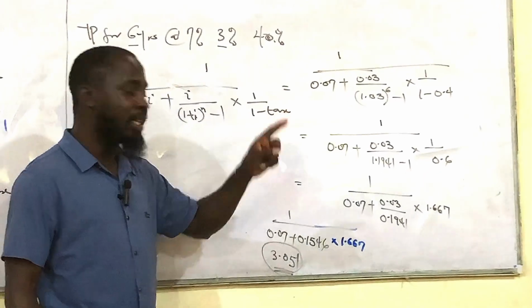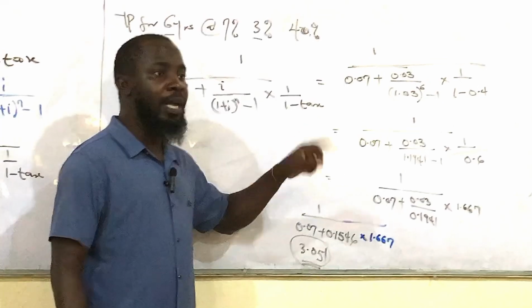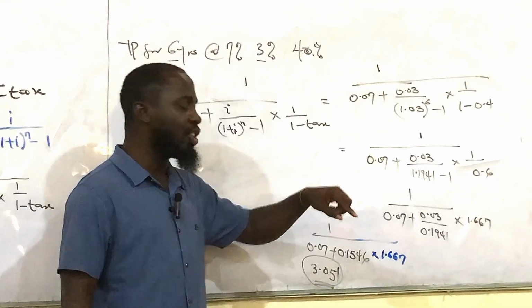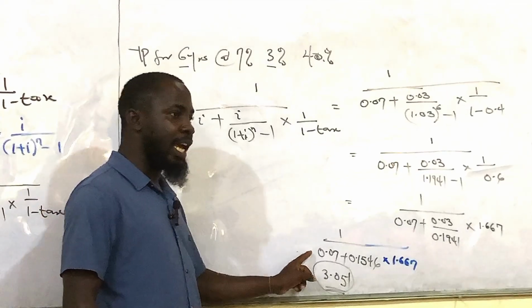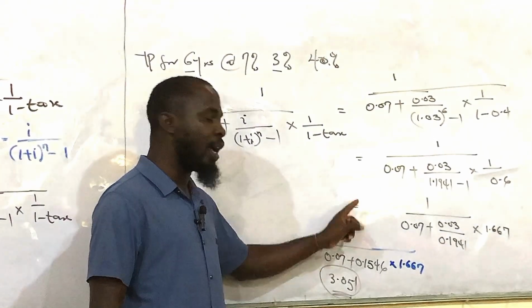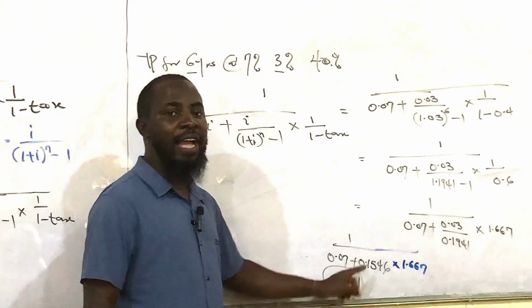If you are not pressing it at once, that means you are following BODMAS, and in BODMAS, multiplication comes before addition. You multiply this and this first before you add it to this. Then you divide 1 by it, and you have 3.051.